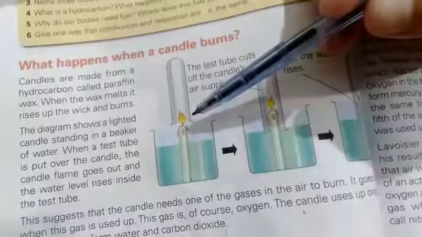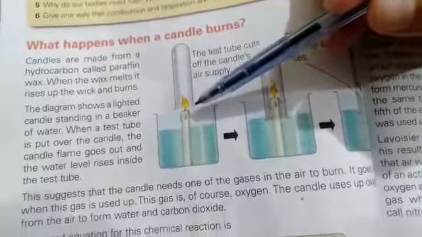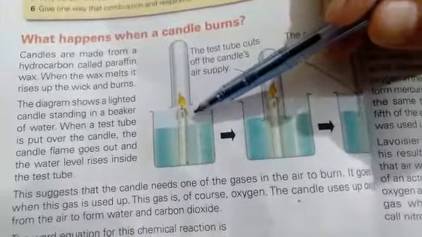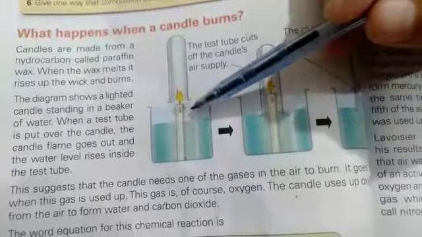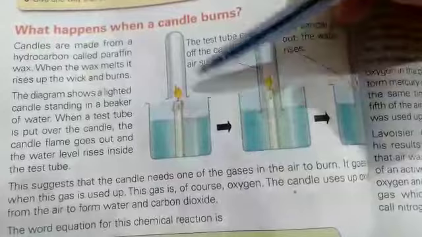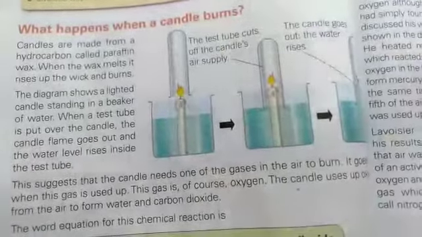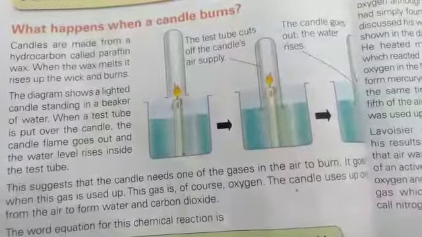Along with this chemical change, a physical change is also happening. The physical change is that the wax melts on heating, and on cooling it again solidifies into wax. These are the physical and chemical changes that are going on when the candle is lighted.